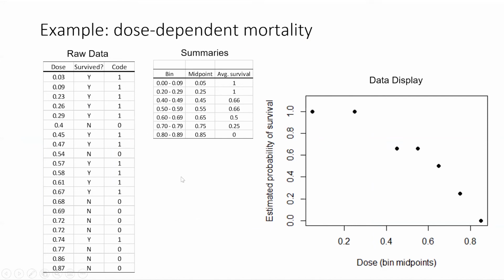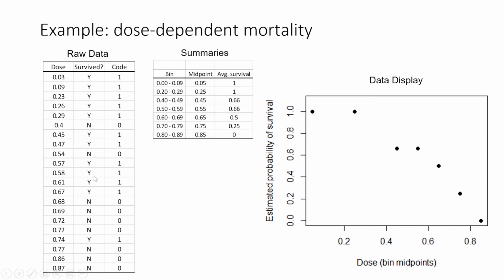Okay, so the next 2 examples are kind of weird, and I'm not really going to have you do these, but I thought I would show you them. Here we've got a continuous explanatory variable and a categorical response. We've got a different dose of some chemical or agent, from 0.03 to 0.87, and we're asking, did whatever this is being tested on, probably flies, survive or not? So we've got yes or no.